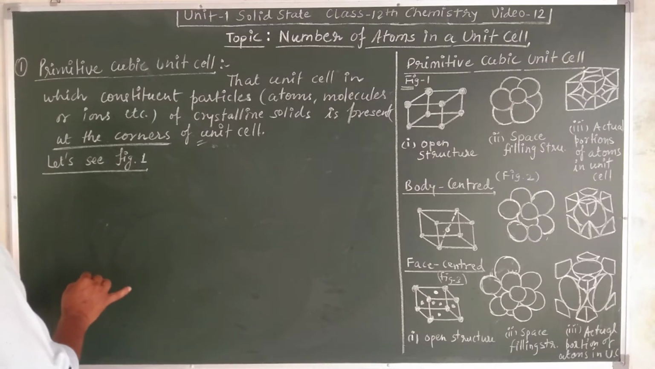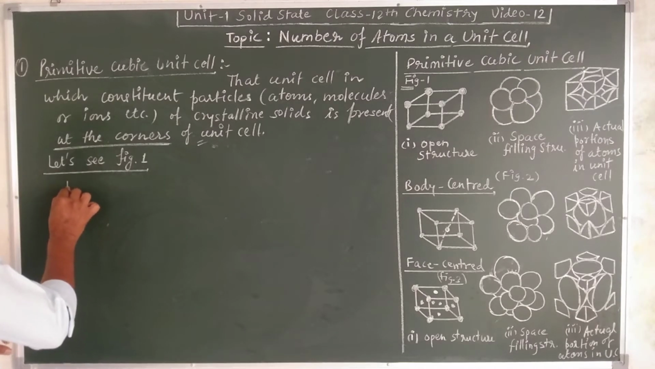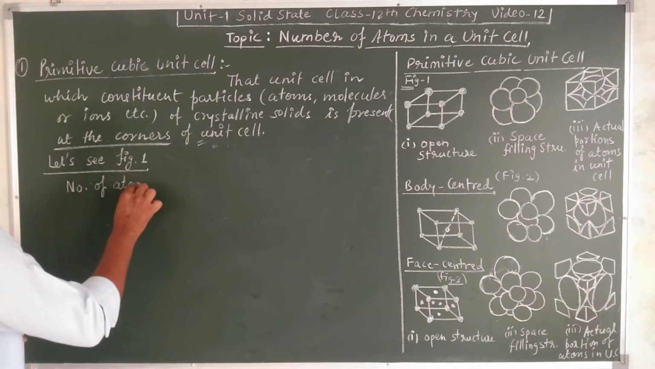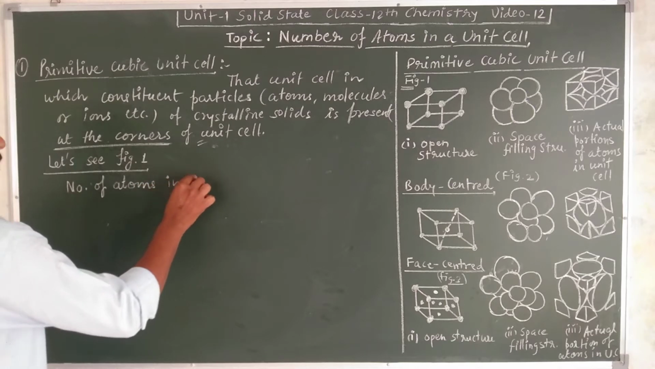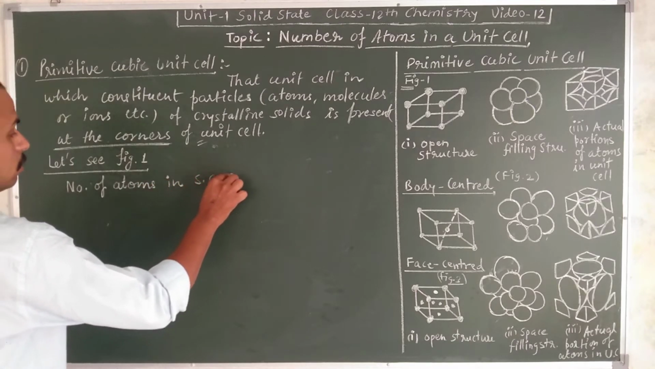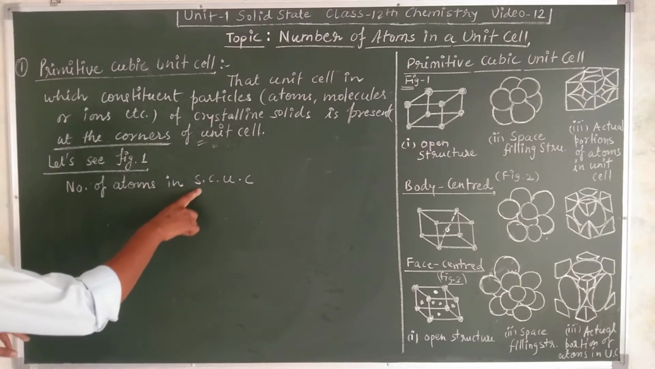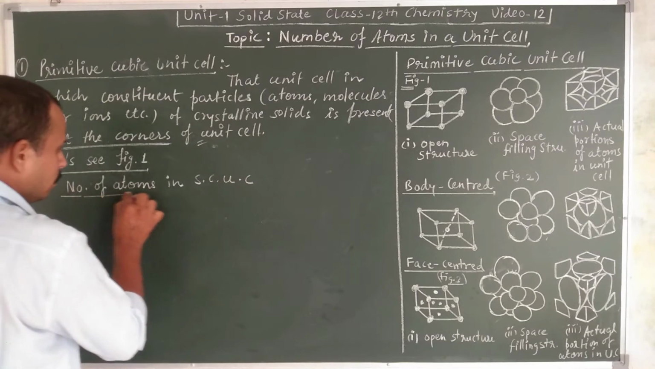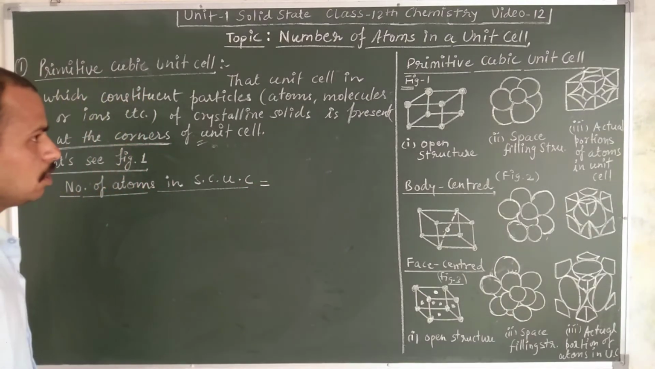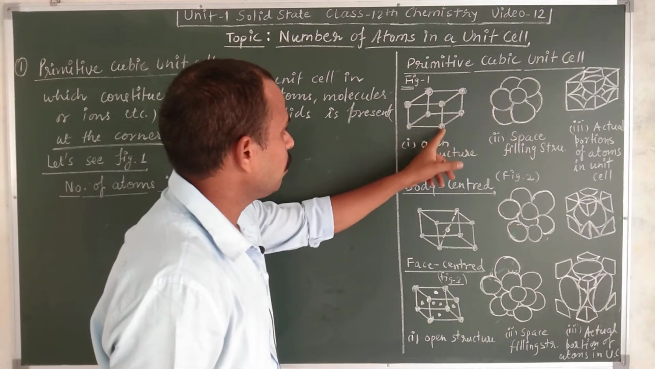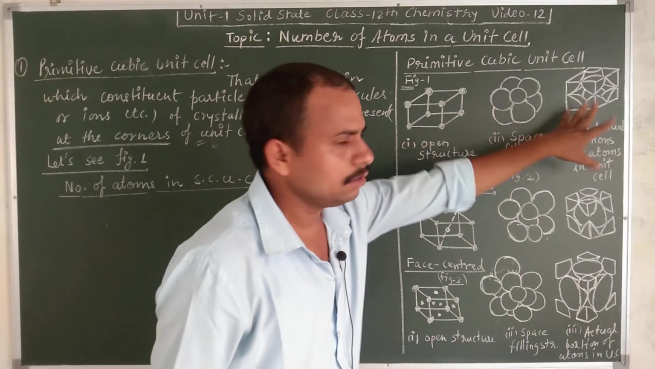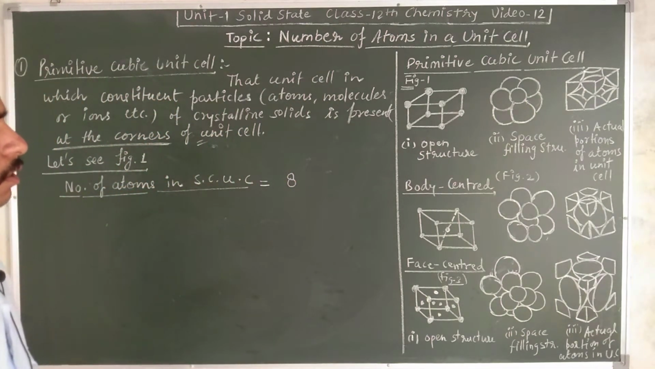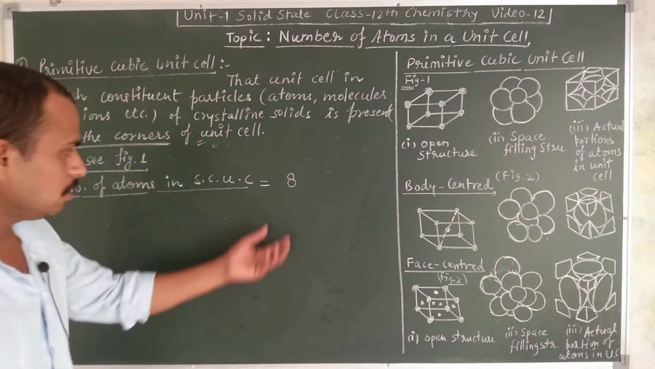So the number of atoms in a simple cubic unit cell, meaning a primitive cubic unit cell, or we can say simple cubic unit cell. So what is the number of atoms in a simple cubic cell? There are 1, 2, 3, 4, 5, 6, 7, 8. Here 8. So the number of atoms present at the corners in the primitive unit cell is 8.